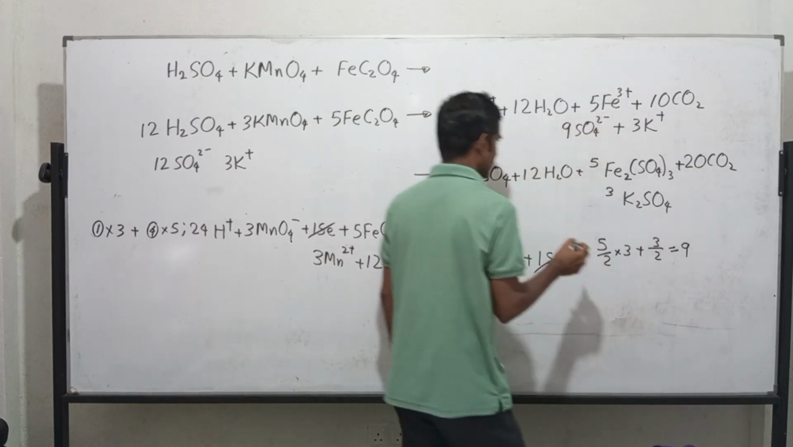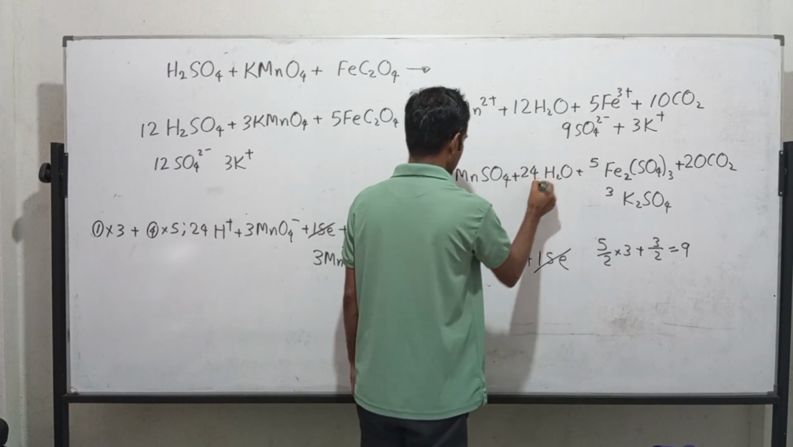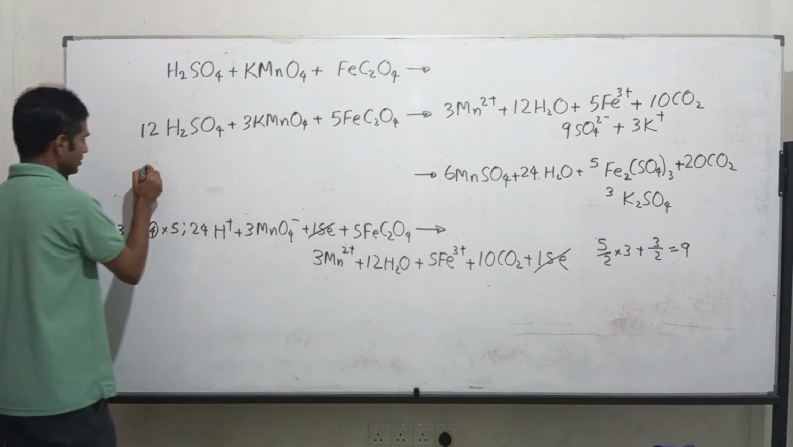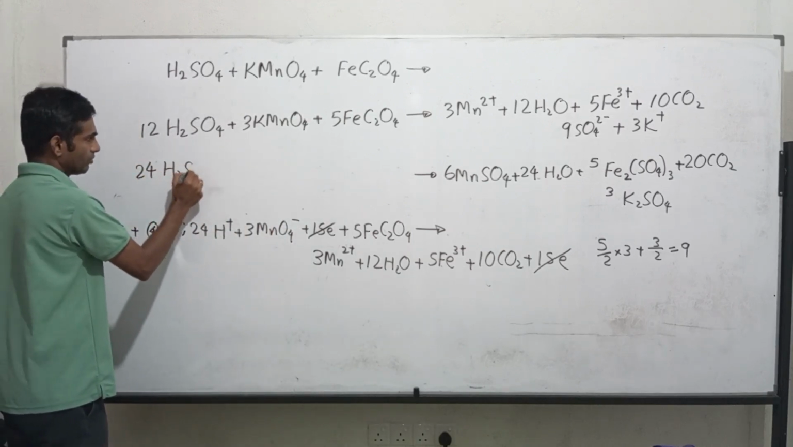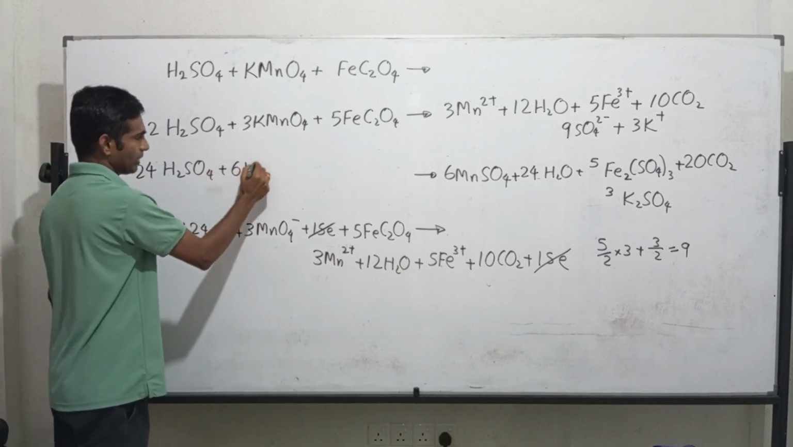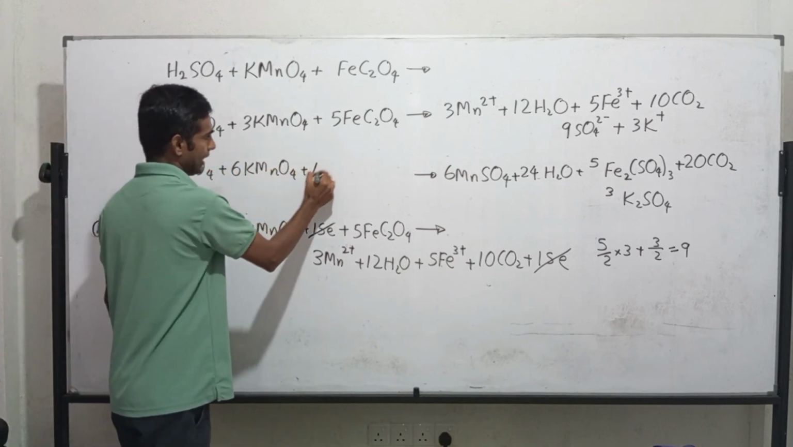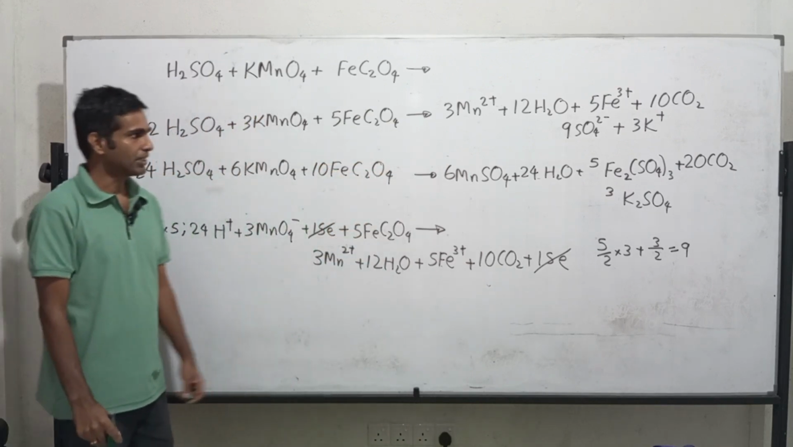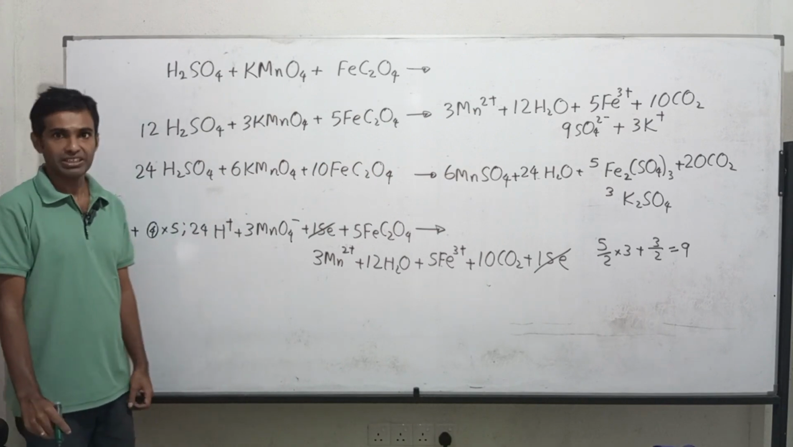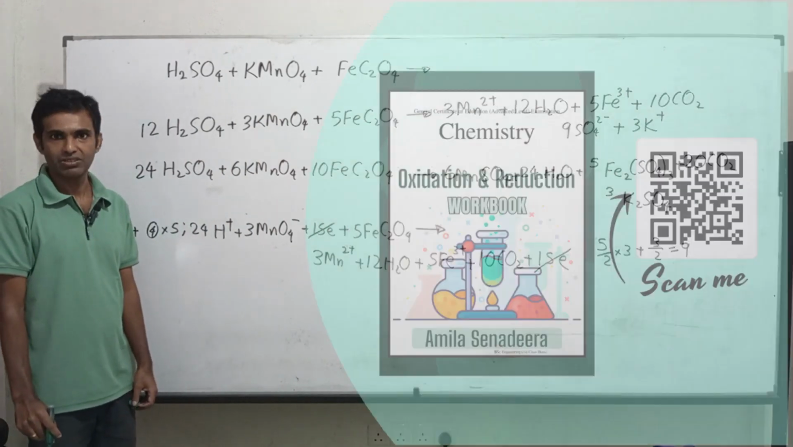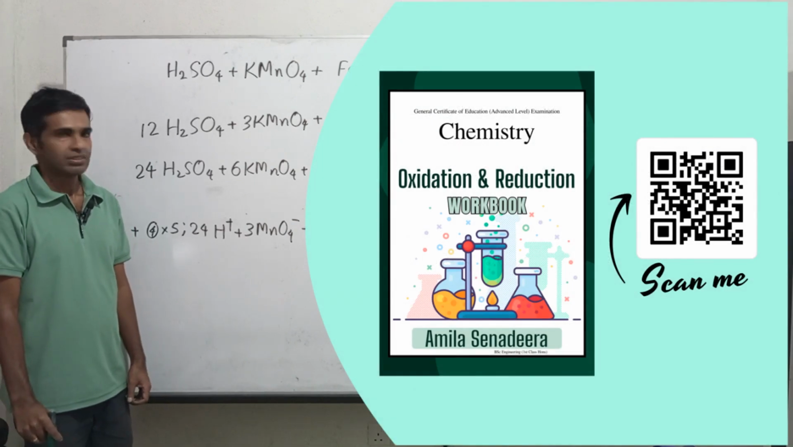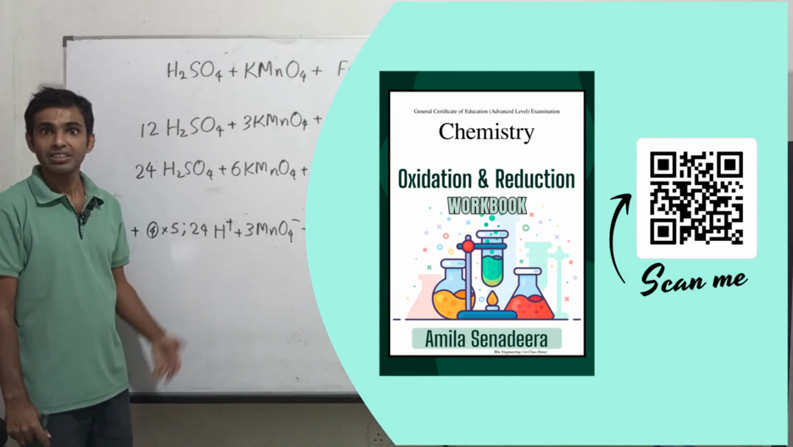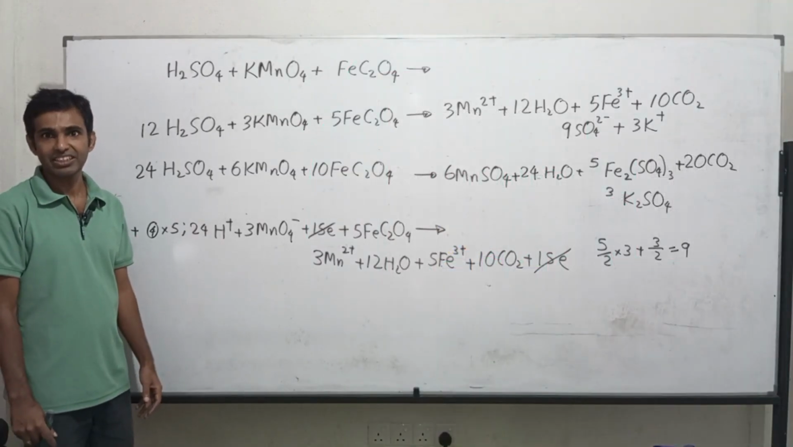Then 20 carbon dioxide molecules, 24 water molecules, 6 manganese sulfates, and 24 sulfuric molecules, 6 potassium permanganate, and 10 ferrous oxalate. You can write the balanced chemical equation like that if you don't like fractions in the chemical equation. So this is how this reaction can be balanced. It's better to practice the balancing of oxidation and reduction reactions.